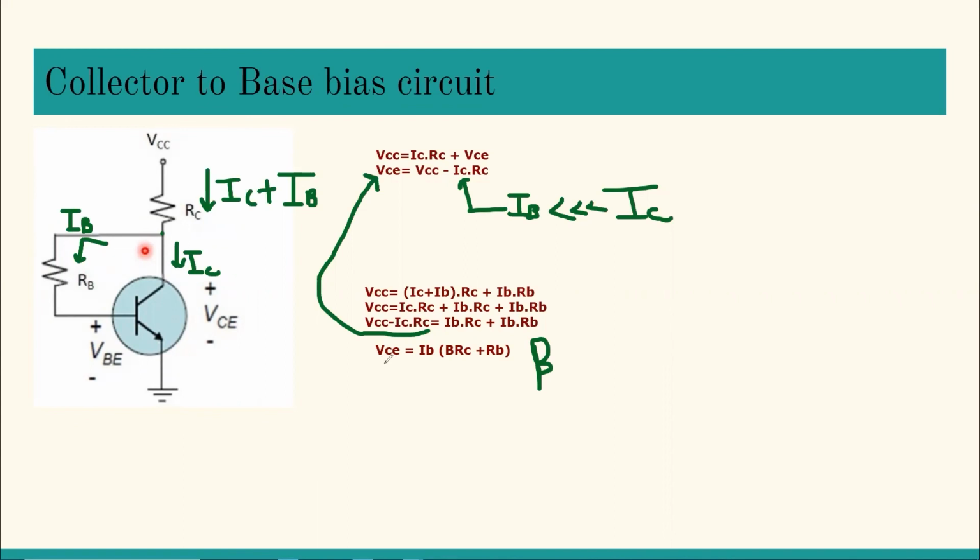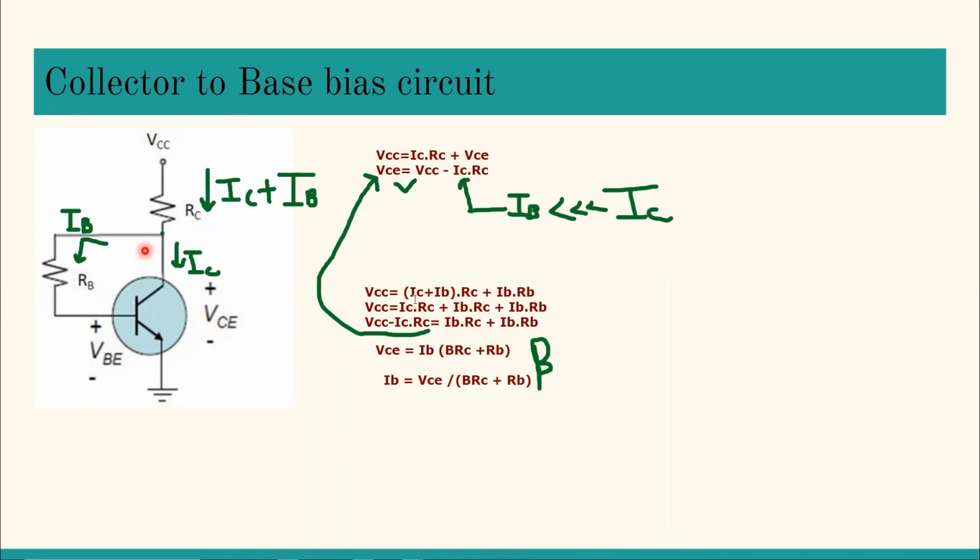required equation. But हमको VCE मिल गया, हमको और क्या चाहिए? IB चाहिए. तो हम IB को इस तरफ एक तरफ रखेंगे, बाकी सबको दूसरी तरफ रखेंगे. IB is equal to VCE divided by beta RC plus RB. Okay, fine. So this is the final equation for IB and VCE. दोनों operating point, दोनों coordinates operating point के हमें मिल गए हैं.